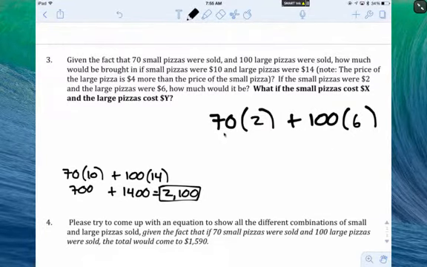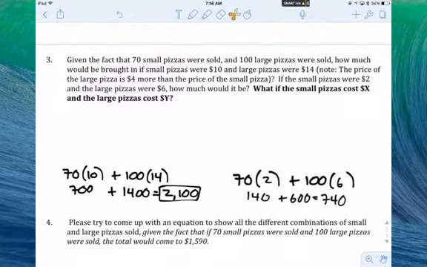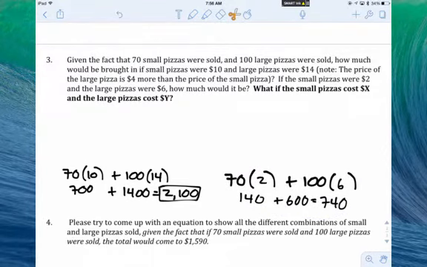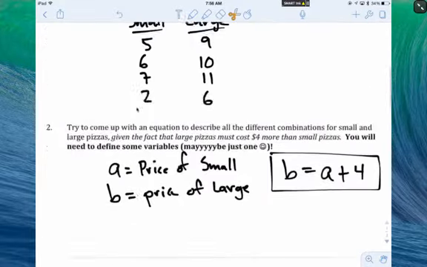The large pizza is $4 more. Well, then we have $140 worth of small pizzas sold and $600 worth of large pizzas sold for a grand total of $740. So with those same numbers of pizzas, 70 small pizzas and 100 large pizzas, if these were the prices, we'd have only $740. So we didn't get lucky and randomly find the combination we're looking for, because of course the total income we're trying to get is $1,590.